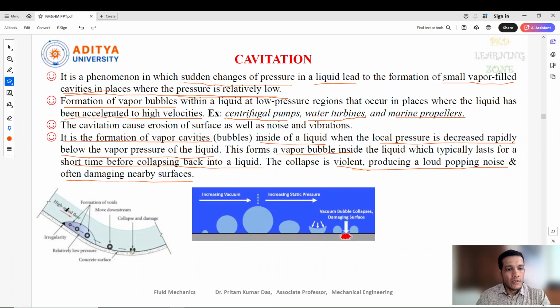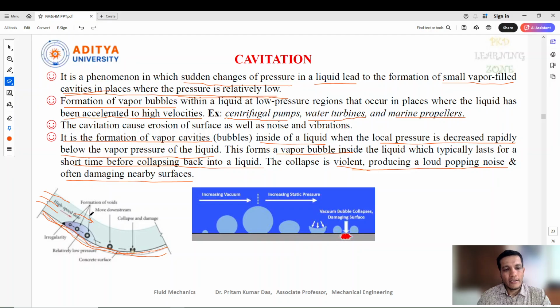Now, if you see, there is pipe flow here, and this part is made of a concrete surface. That means it is a fixed part, it is not going to move. Suppose there is a liquid flow here, and when the liquid is flowing, some kind of void formation will be there. The liquid is moving with high velocity, and here you can see some kind of bend that is irregular in shape.